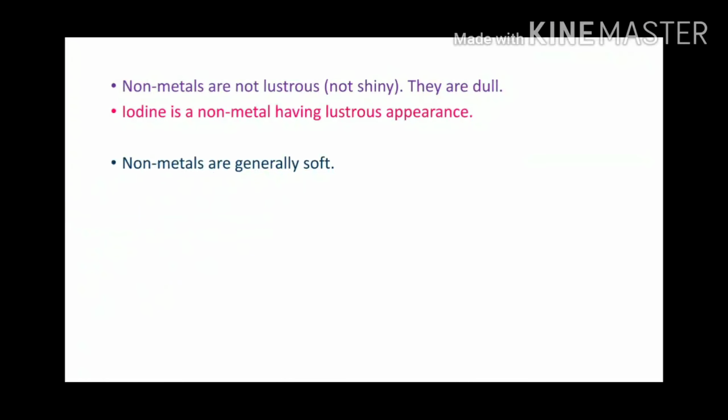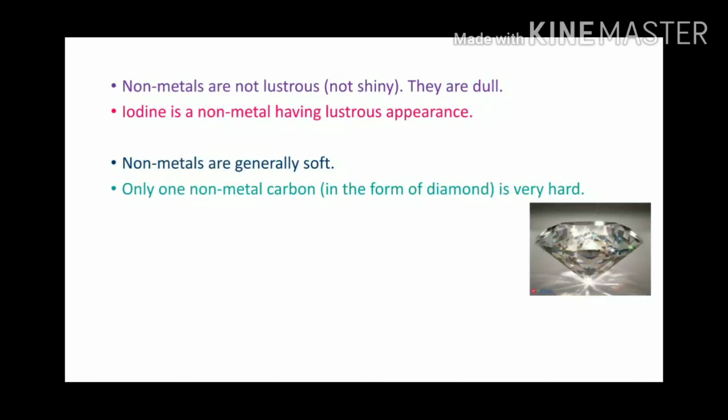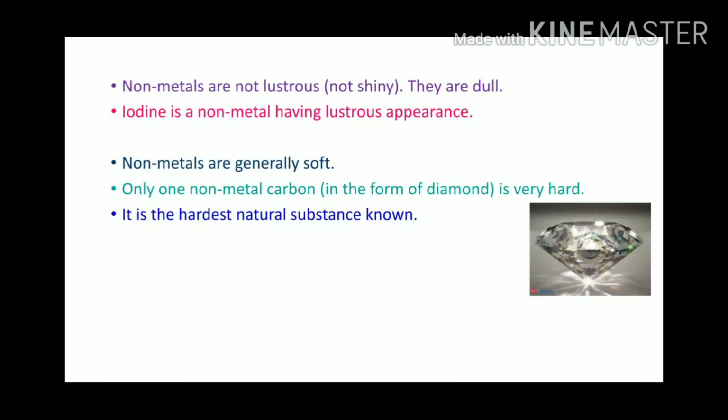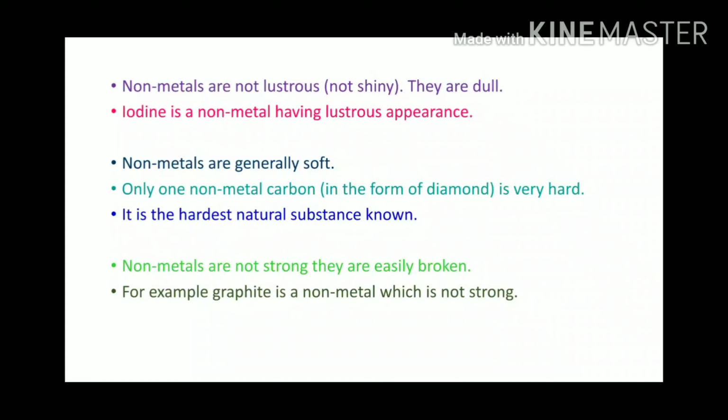Non-metals are generally soft. Only one non-metal, carbon in the form of diamond, is very hard. It is the hardest natural substance known. Non-metals are not strong, they are easily broken. For example, graphite is a non-metal which is not strong.